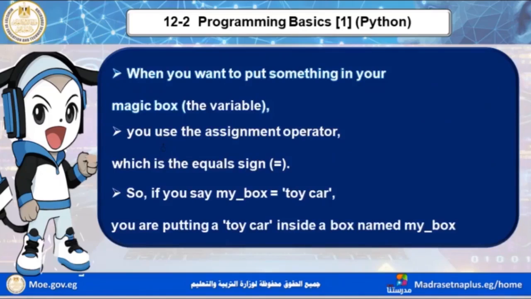Now, when we put something in your magic box, or the variable, you use the assignment operator, which is the equal sign. And if you say my_books equal toy car, that means that you are putting the value toy car inside the box named my box.